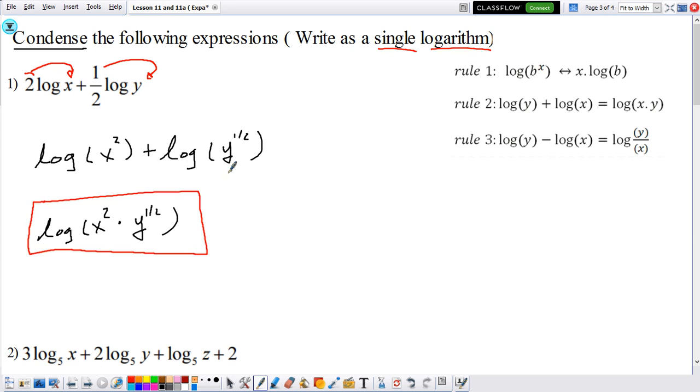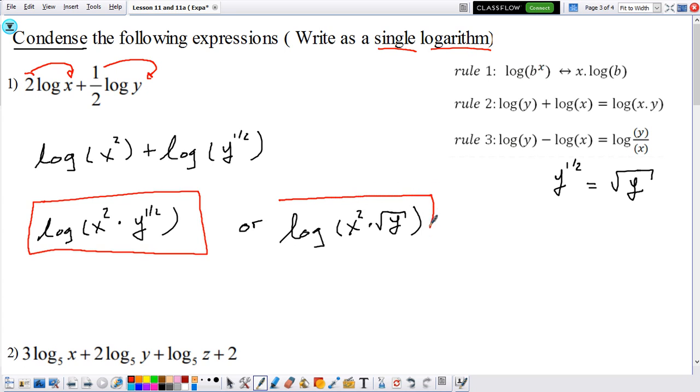Or we can rewrite this y to the 1/2 as the square root of y. So you can also rewrite your final answer as log of x to the second times the square root of y. Both of those answers are correct answers.